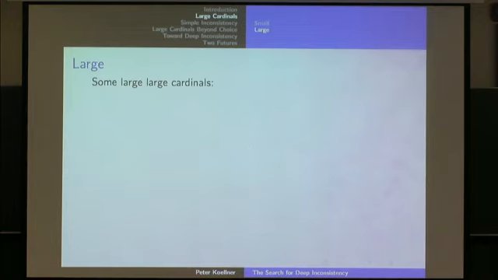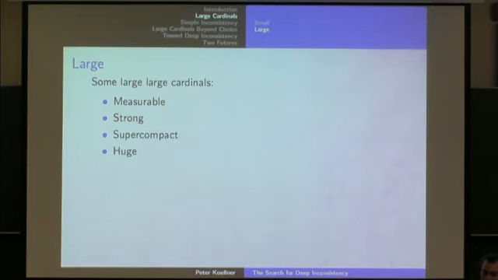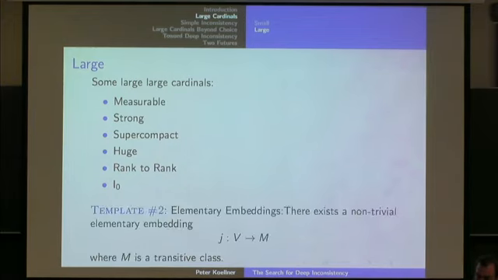And some large cardinals: measurable, strong, supercompact, huge, rank-to-rank, and then I0, which says that there's an elementary embedding from L(V_{lambda+1}) to itself with critical point below lambda. And the template for generating those is in terms of elementary embeddings, which assert that there exists a non-trivial elementary embedding j from V to M, where M is a transitive class.